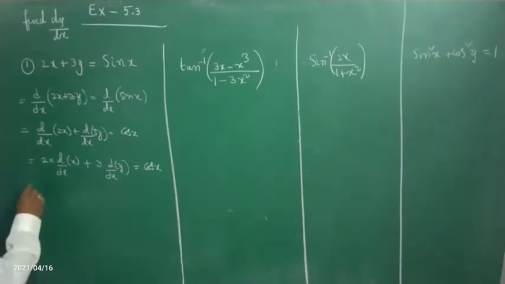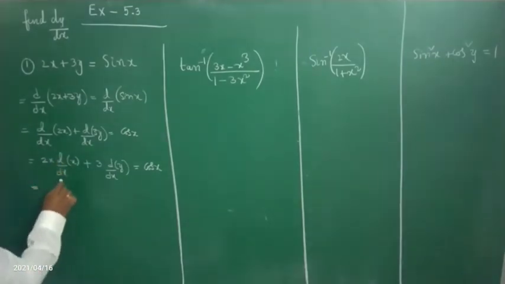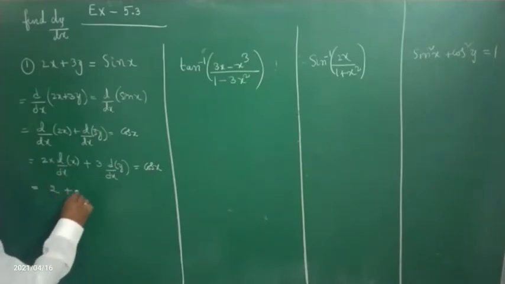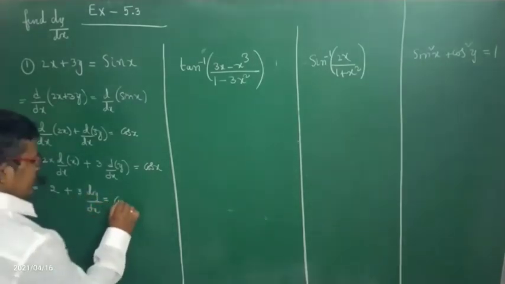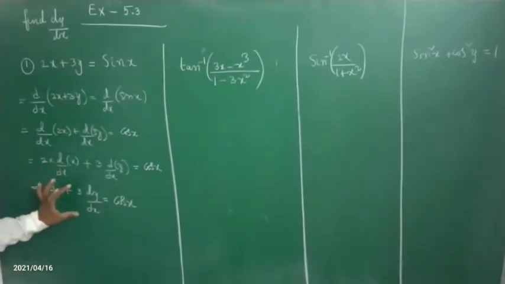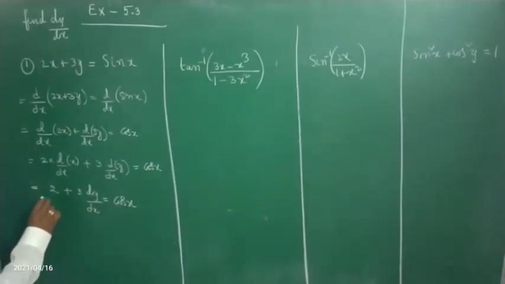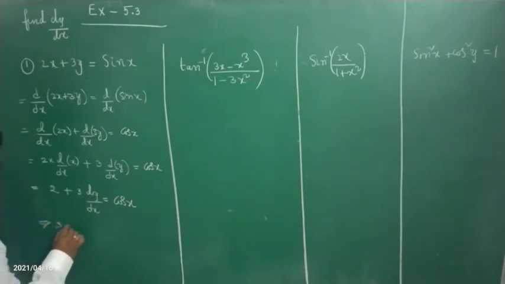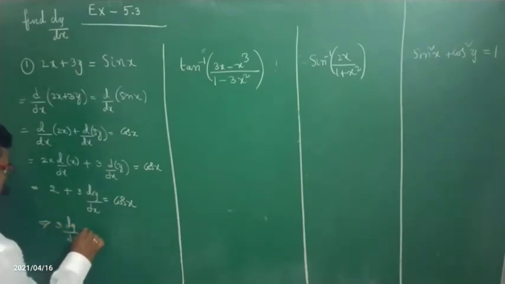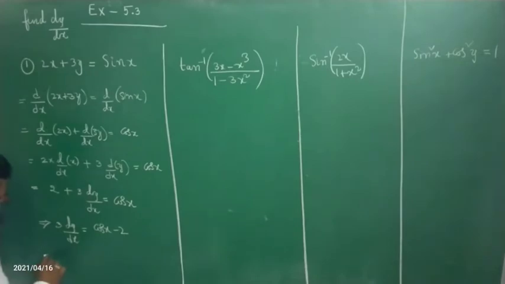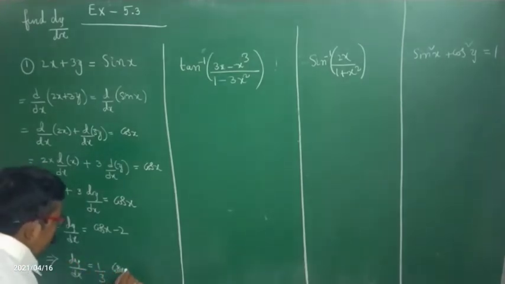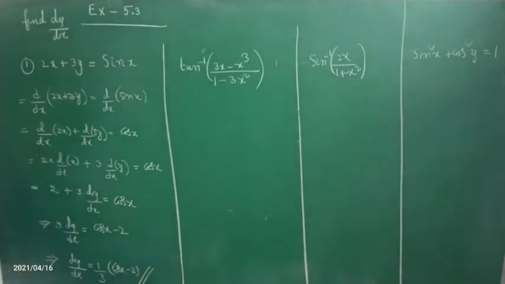Okay. Now d by dx of x is 1. So 2 plus 3 dy by dx equal to cos x. Now we want dy by dx. So this implies 3 dy by dx equal to cos x minus 2. Okay. Then dy by dx equal to 1/3 (cos x minus 2). And this is your solution.